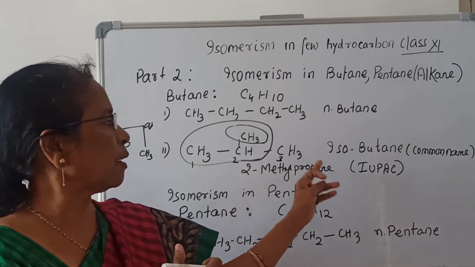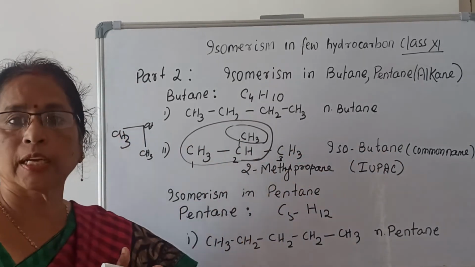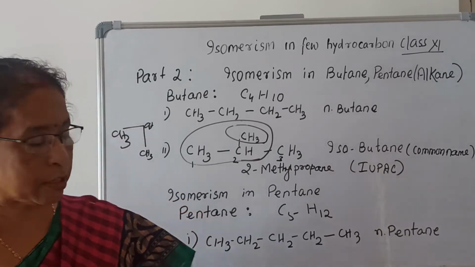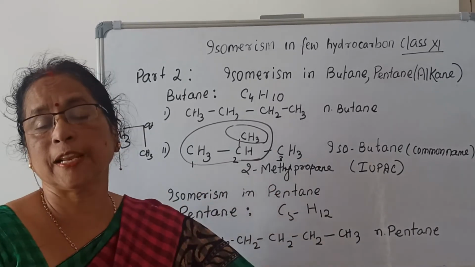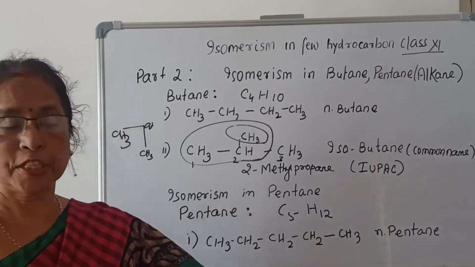So 2 methyl propane. When you count the common name, you should count all the carbon atoms, the number of carbon atoms. And when you see the IUPAC name, you will name the longest carbon chain.